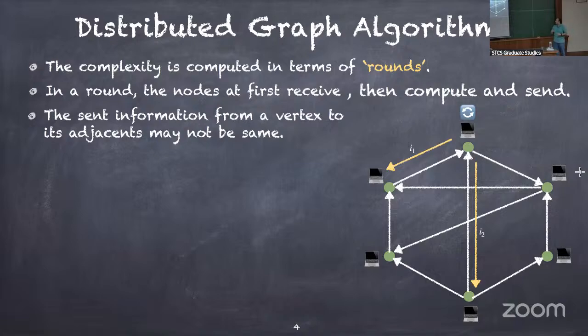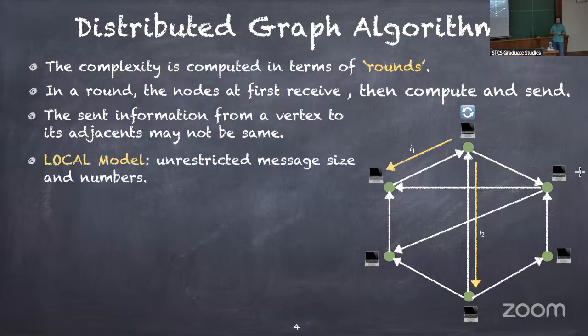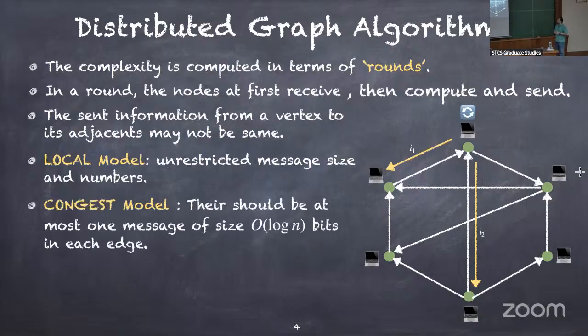Depending on the size and number of messages allowed, there are two models in the message passing model. One is the LOCAL model, which has unrestricted message size and numbers. The other is the CONGEST model, where you can send at most one message at a time over a particular edge. Different edges can carry different messages. In a round, maybe all vertices want to send some information, and that is fine, as long as each edge carries one message.